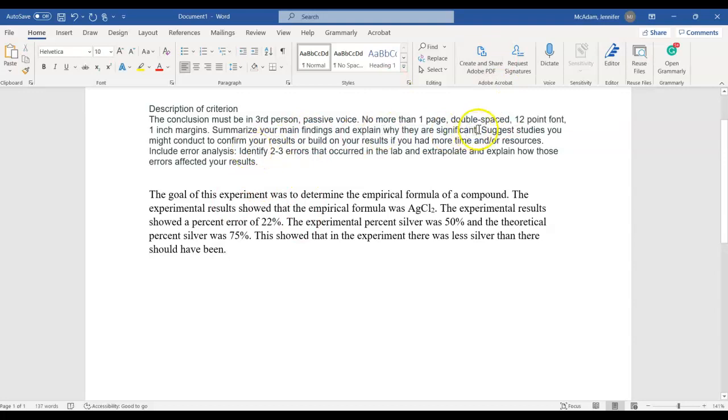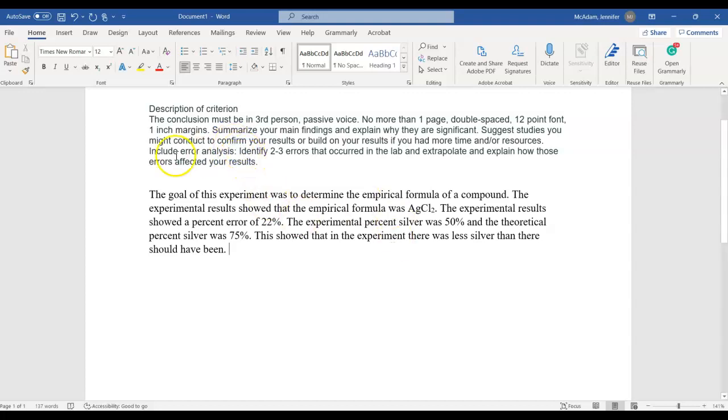And then suggest studies you might have done to confirm your result. Okay, so if I had more time, how could I fix this? Or how could I have done this again? Maybe repeated. There are so many different ideas on this one. I'm not going to give you those ideas.